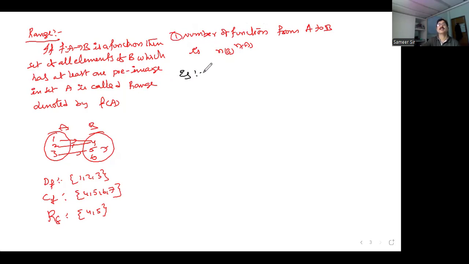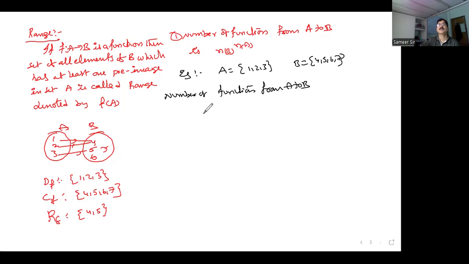Suppose I would like to give an example here, because I'm taking the same example: A is 1, 2, 3 and B is 4, 5, 6, 7. So the number of functions from A to B: N of A to the power of N of B. N of A means 3, N of B means 4. 3 to the power of 4 is 81 functions are possible. Okay.